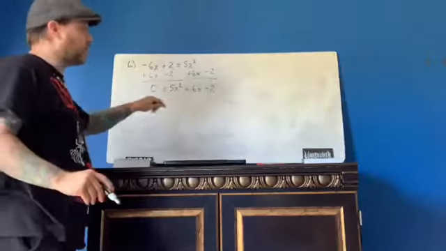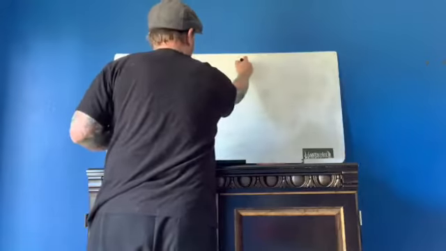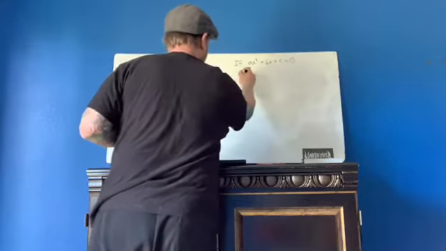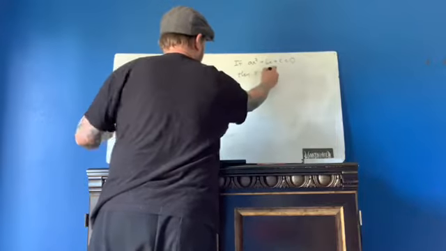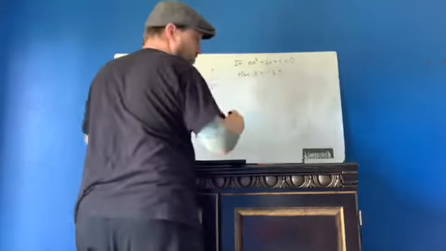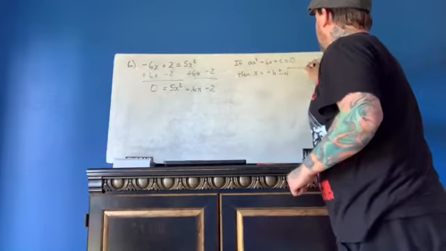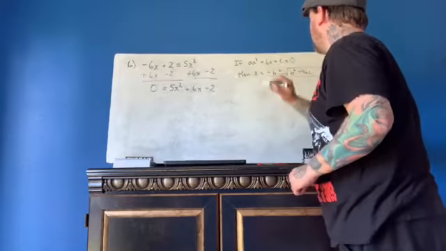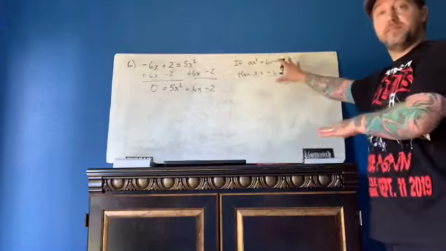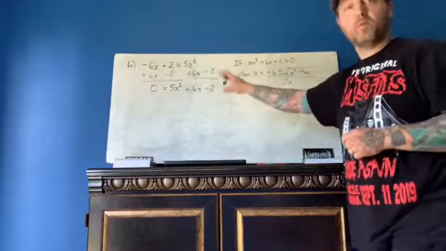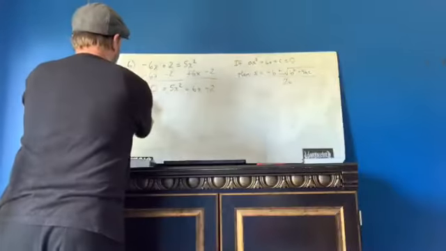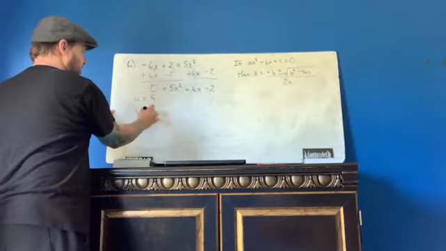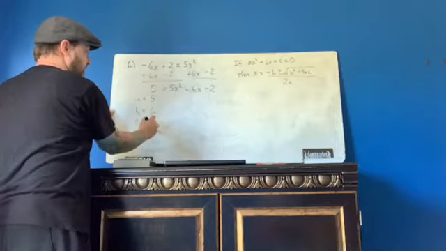So remember, the quadratic formula states if ax squared plus bx plus c equals 0, then x equals the opposite of b plus or minus the square root of b squared minus 4ac all over 2a. Okay, so what's a, what's b, what's c? a is 5, b is 6, c is -2.